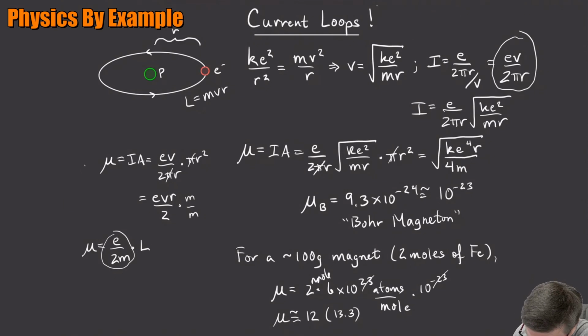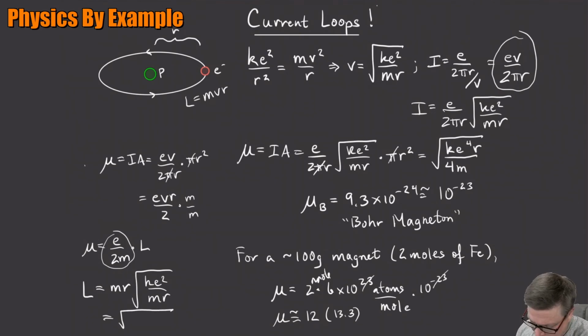Let's see what it is. L is m v r, right? So that's going to be m r times our v. Let's plug in the v that we had earlier. So that's going to be the square root of k e squared over m r. If I bring the m in there, that's going to give me a square root of m on the top, an r on the top, and a k and an e squared. So what this turns out to be is about 1 times 10 to the minus 34th.